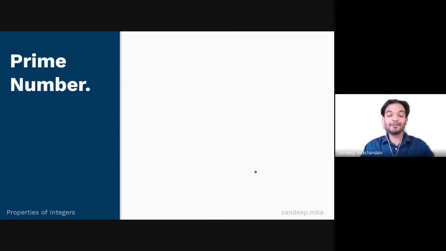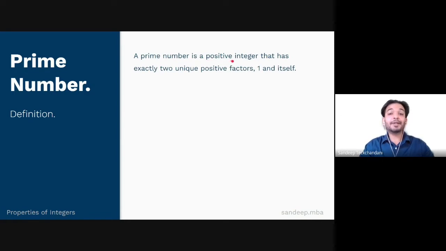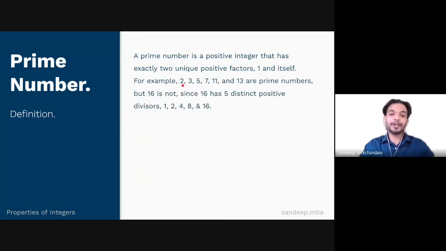In this slide, we will study what we mean by prime numbers. A prime number is a positive integer that has exactly two unique positive factors, 1 and itself. The numbers 2, 3, 5, 7, 11, and 13 are prime numbers. But 16 is not a prime number because we know that 16 has 5 distinct positive divisors. They are 1, 2, 4, 8, and 16 itself.